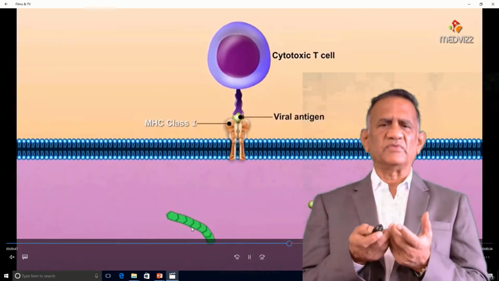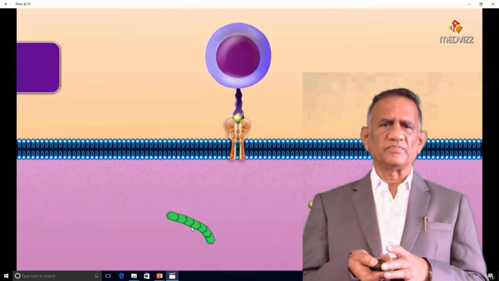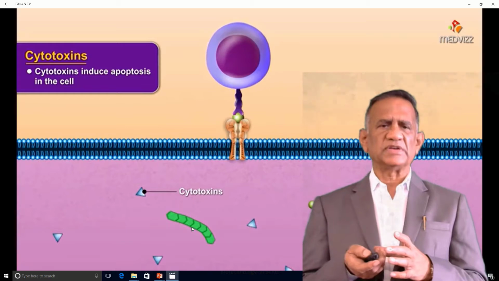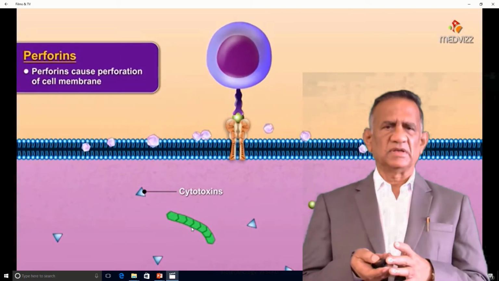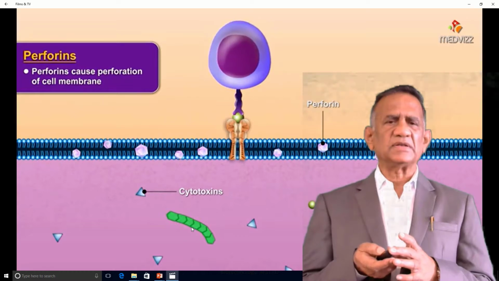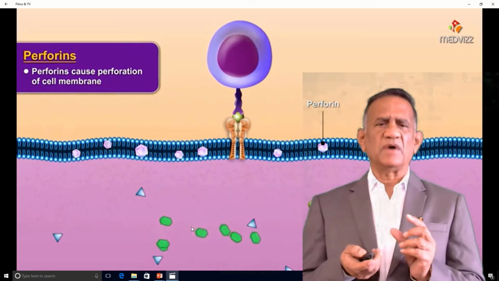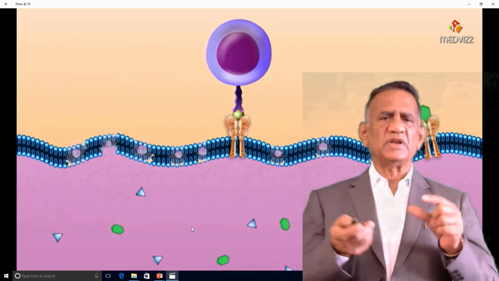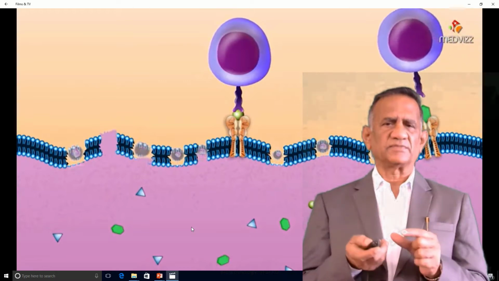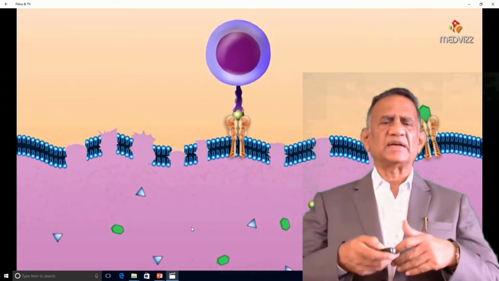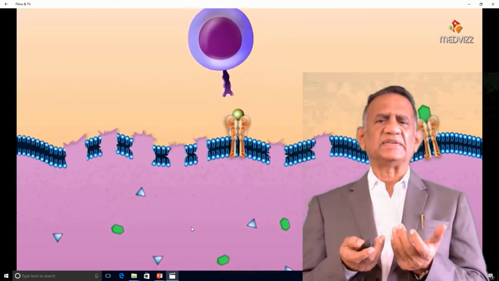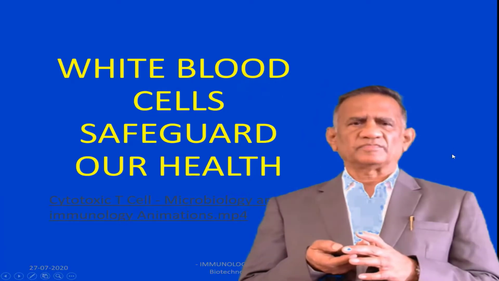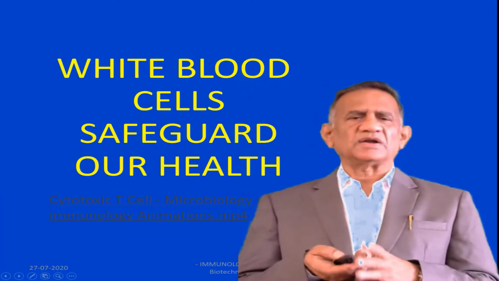Once it is presented to the cytotoxic T cell, it releases cytotoxins. With these cytotoxins, the infected cell collapses. The infected cell dies. Not only that, the cytotoxins make perforin molecules on the cell membrane of the infected cell. As a result of these perforin molecules, the cell is perforated. Once the cell is perforated, the cell contents ooze out and the infected cell dies. Like that, the animated video has shown here. Like that, white blood cells safeguard our health.